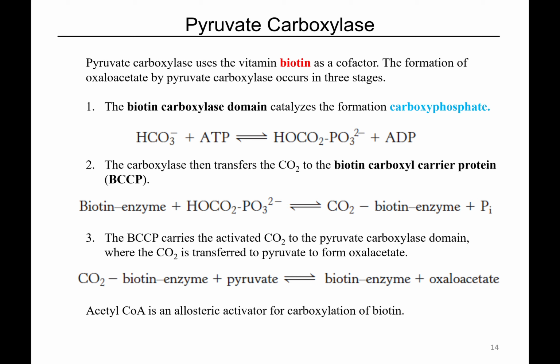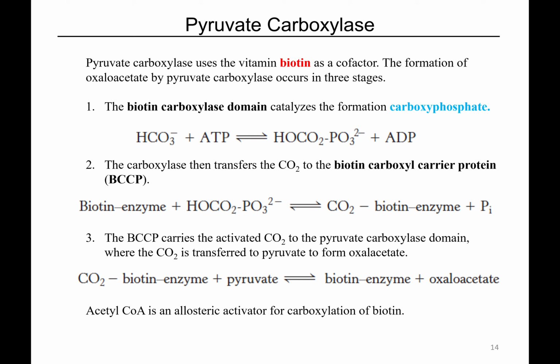The one other thing I want to point out here before we look at the structure of this enzyme is an interesting aspect: acetyl-CoA, which we haven't talked about a lot yet. We've mentioned it, but not a lot. Acetyl-CoA is an allosteric activator of biotin carboxylation. This is interesting because acetyl-CoA is a really important intermediate in the cell. It's the product of fatty acid breakdown. It's the starting point for fatty acid synthesis. And it's the entry point into the TCA cycle.